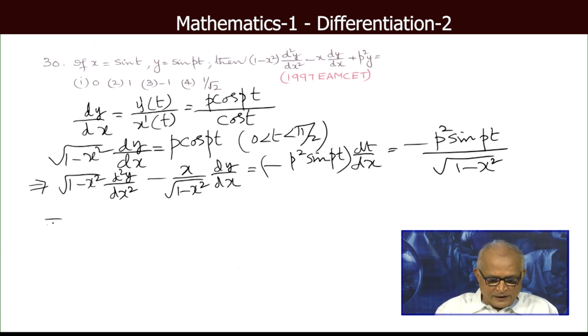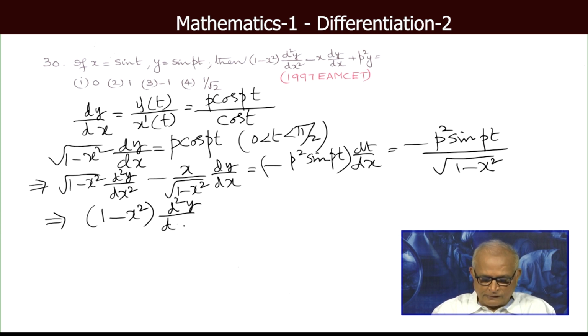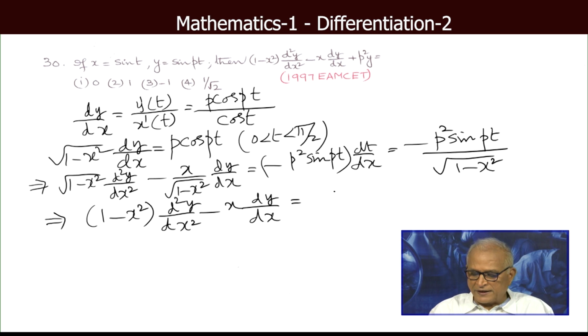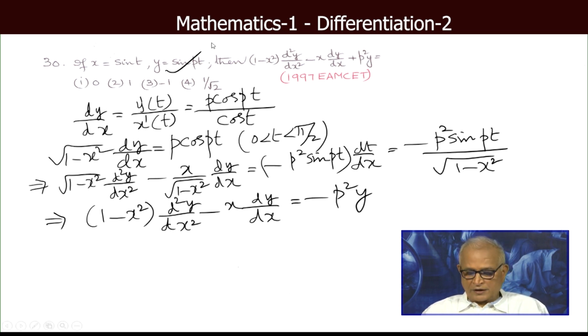So multiply once again throughout by root of 1 minus x square. 1 minus x square into d2y by dx2 minus x into dy dx is equal to minus p square sin pt. What is sin pt? Sin pt is your y. Therefore, that is equal to minus p square y. He is asking what is the value of 1 minus x square into d2y by dx2 minus x dy by dx plus p square y. Naturally, that is equal to 0. So, the first option.